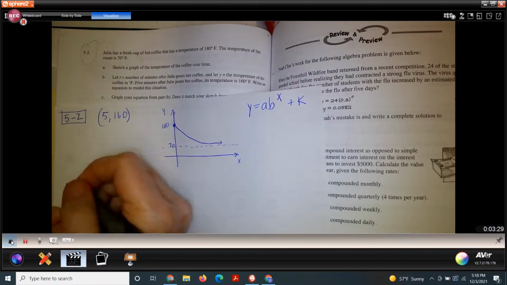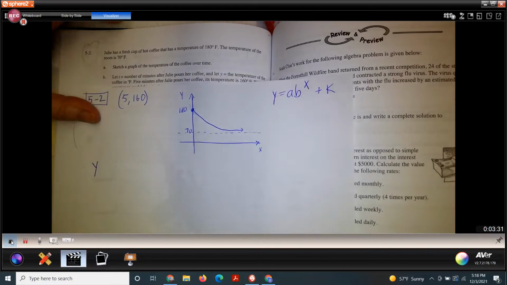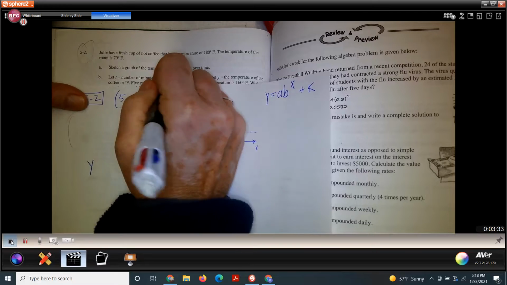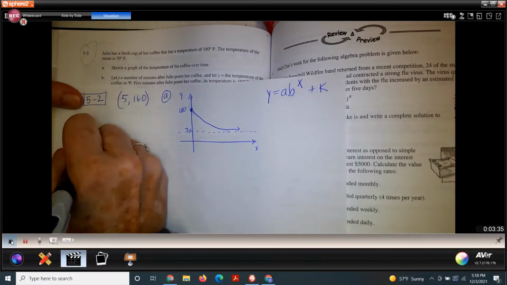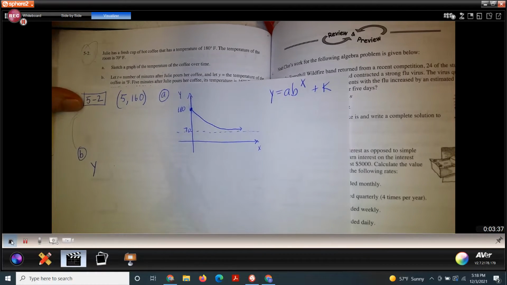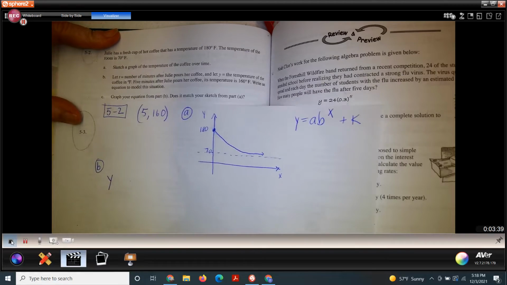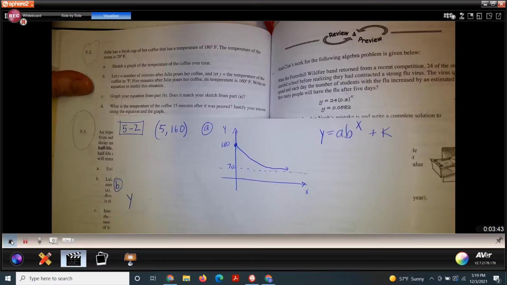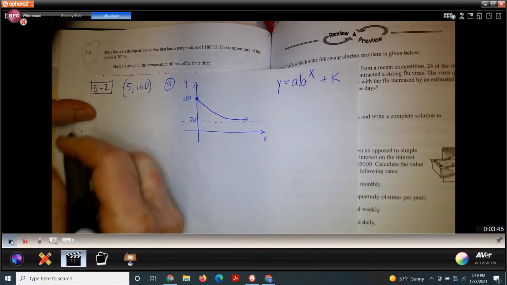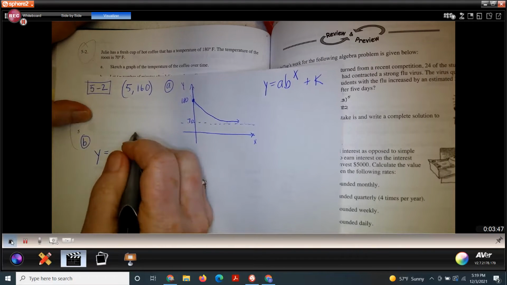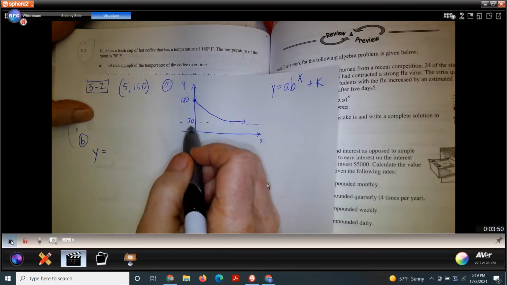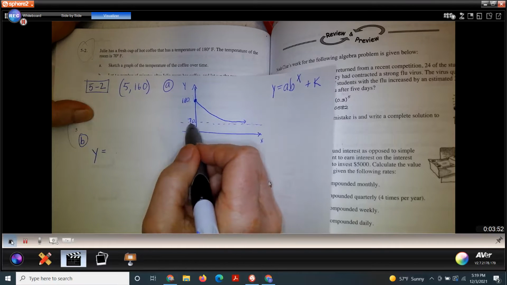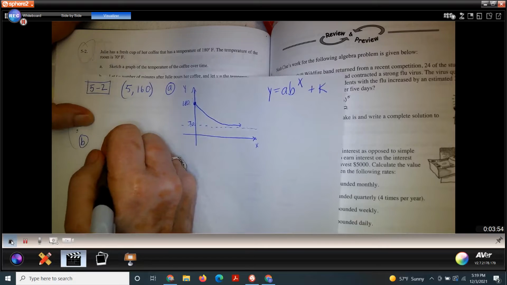So I'm going to, well, because letter A said sketch it, so this is letter A right here. But then letter B said, well, it gave us this ordered pair. And I have to write my equation. So y equals, I'm going to say 180 minus 70, that's 110.